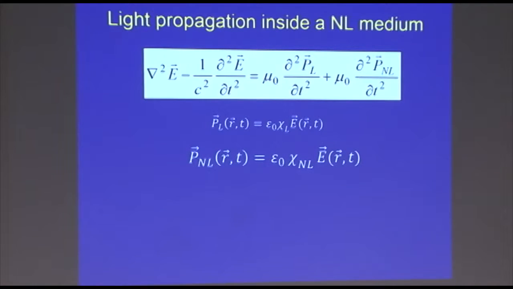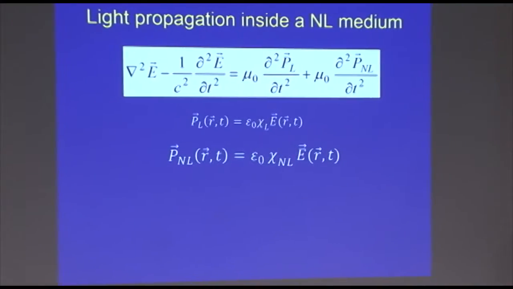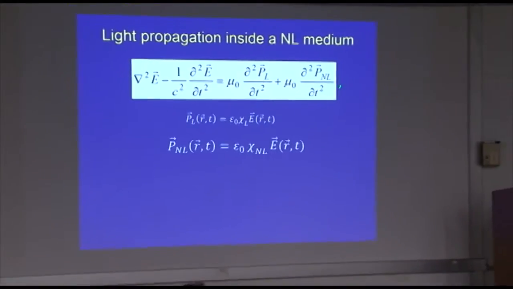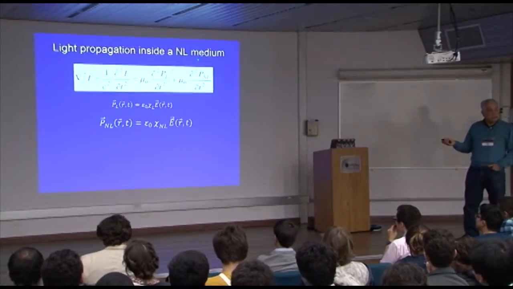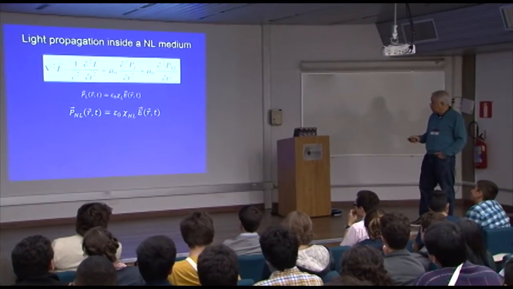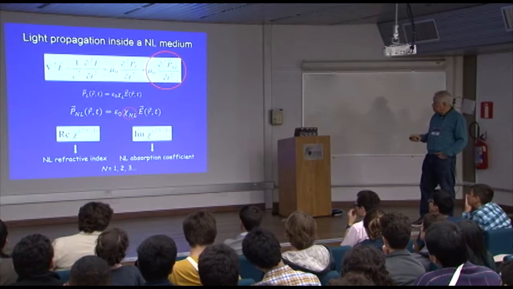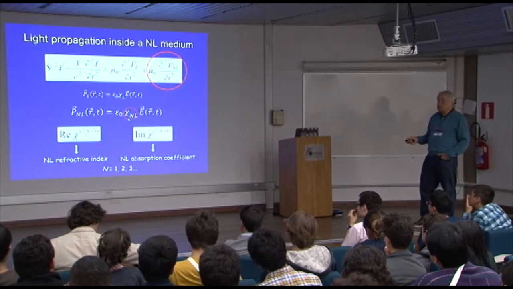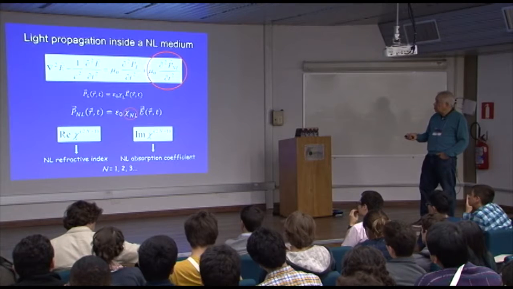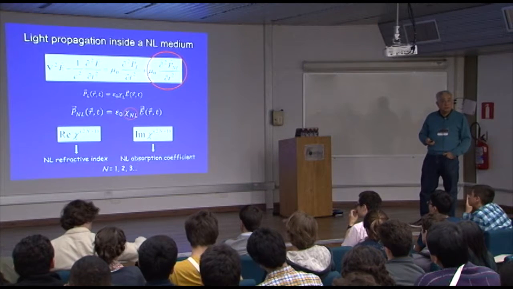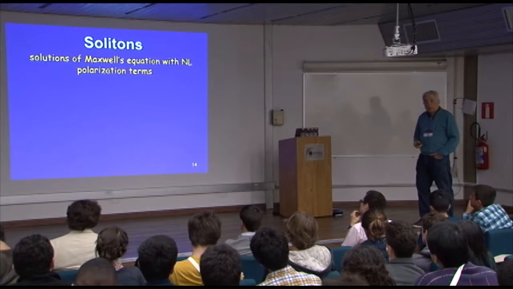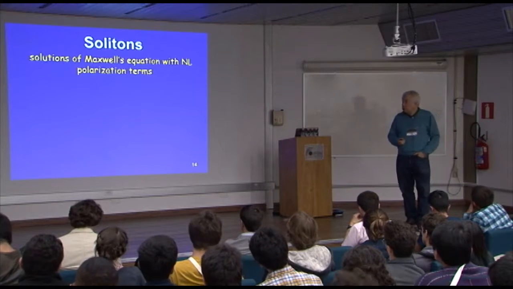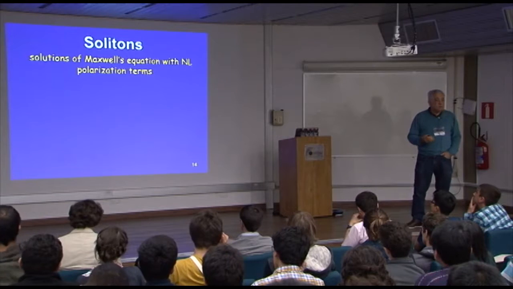And the light propagation in the medium is described via Maxwell's equation, where we include this term here, which is associated with the nonlinear polarization. So what we have to do is just to consider the order of the susceptibility in here in order to describe the propagation of the field in one particular system. And the example that I'm going to present now is the propagation of solitons.